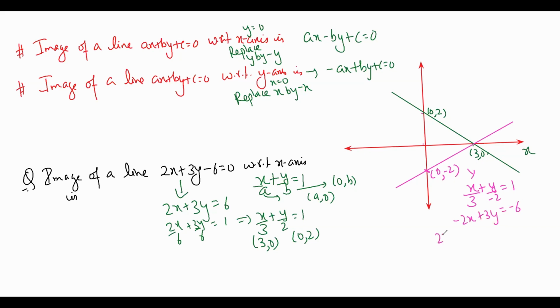what I get is 2x plus 3y minus 6 equal to 0, and the image is 2x minus 3y minus 6 equal to 0. What change did I make here? Just replace the sign before the y coordinate. Just change the sign before the coefficient of y. This is how we get the image. Okay, so directly we can write this.